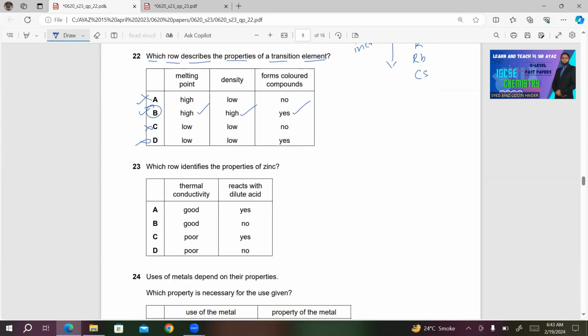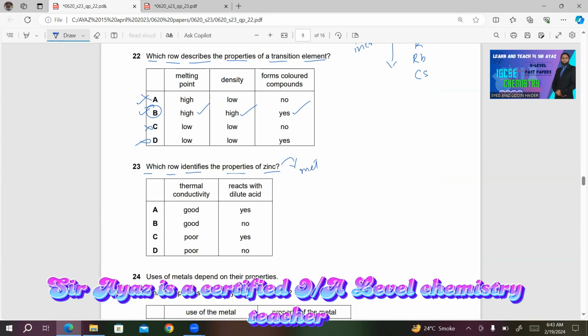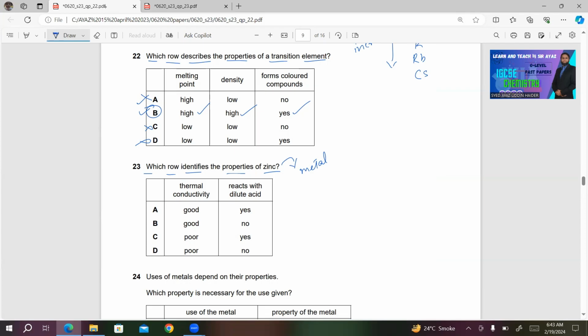23. Which row identifies the properties of zinc? This one is very easy. Zinc is a metal. So it must have high thermal conductivity and it will definitely react with dilute acid. So you can easily predict the answer for this one. A is the right answer for this MCQ.